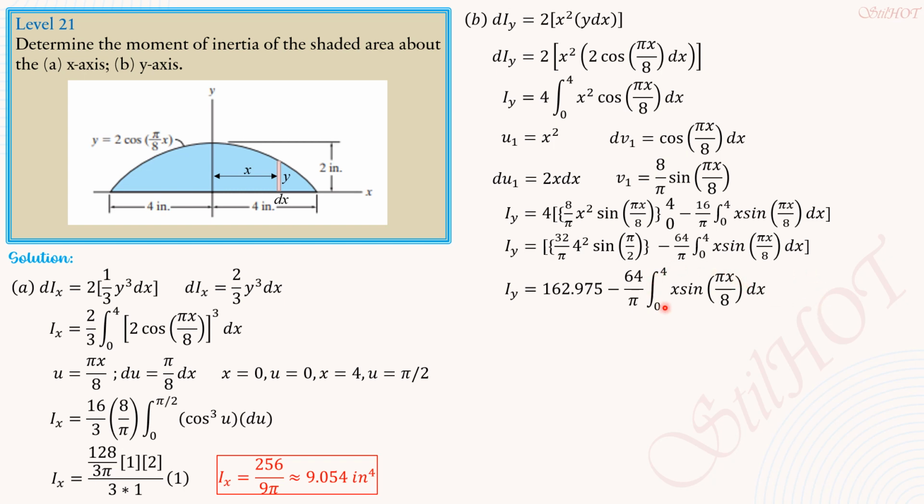So we have another integration by parts here. So I let u2 be x, then du2 is dx. So that means differential v sub 2 is sine of pi x over 8 dx. So that the integral is negative 8 over pi cosine of pi x over 8.